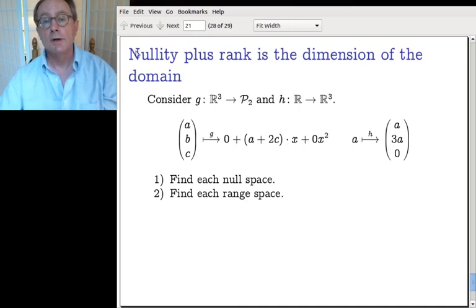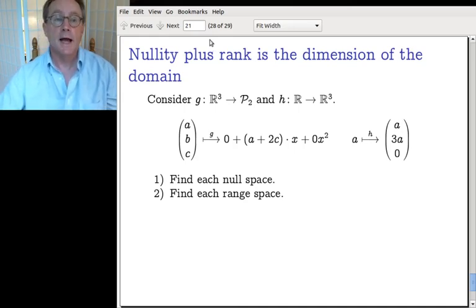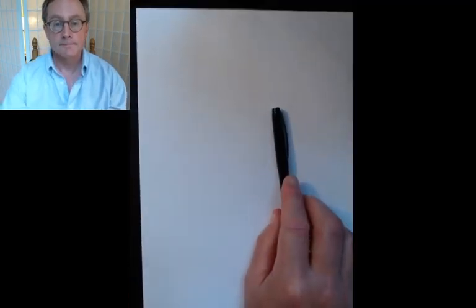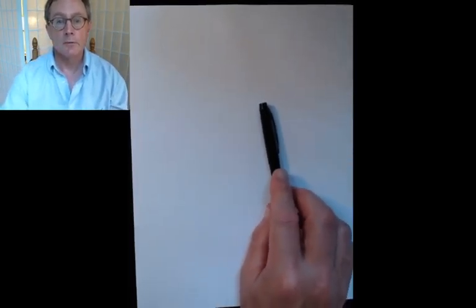So two different homomorphisms, and as usual, I'm not going to verify that they're homomorphisms. We're kind of past that now, and I'm looking to find the null space and the range space for each. Okay, let's see how I do here. Organize my desk. There we go.